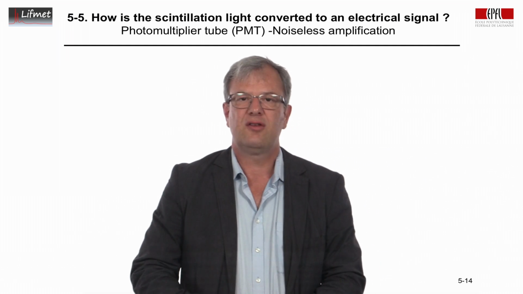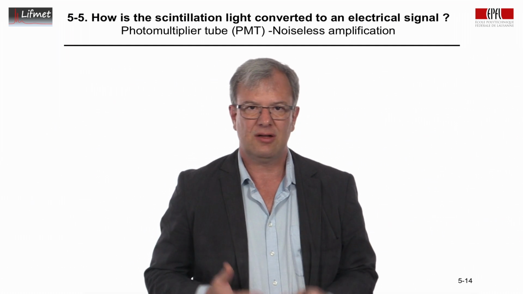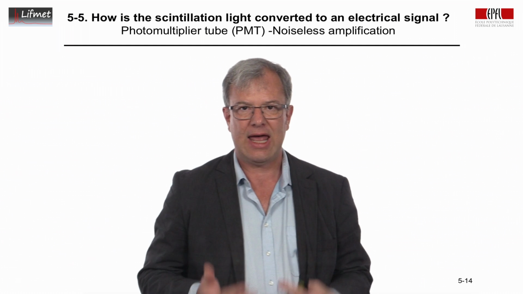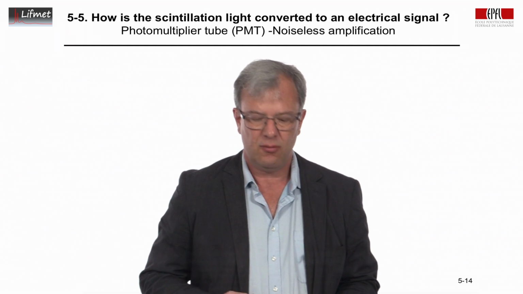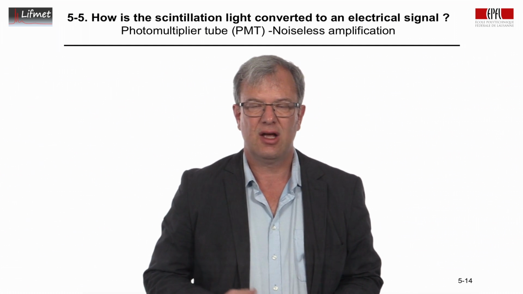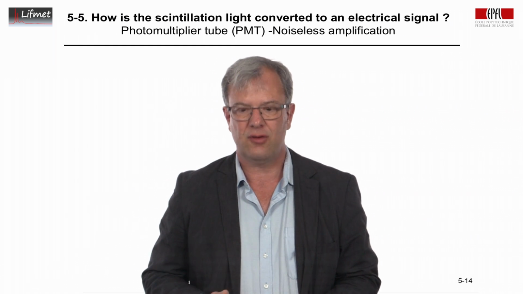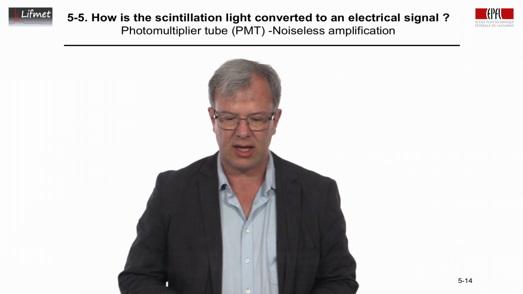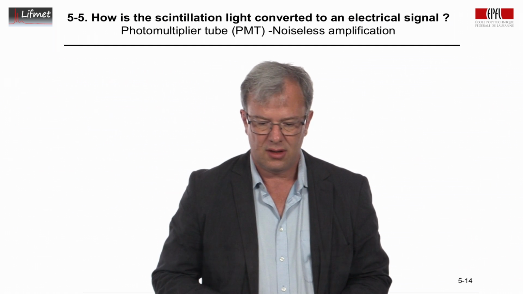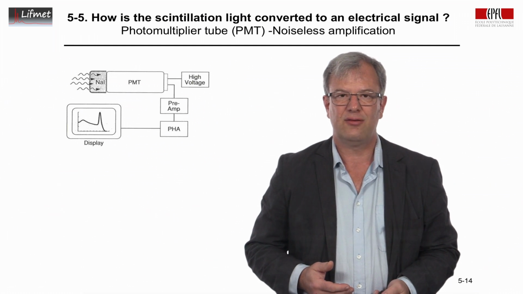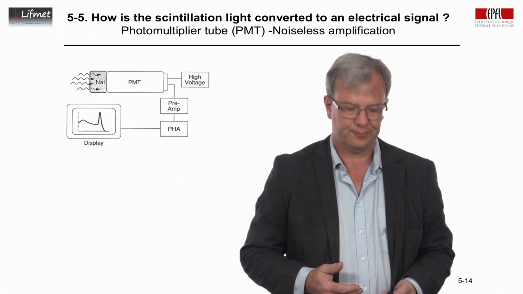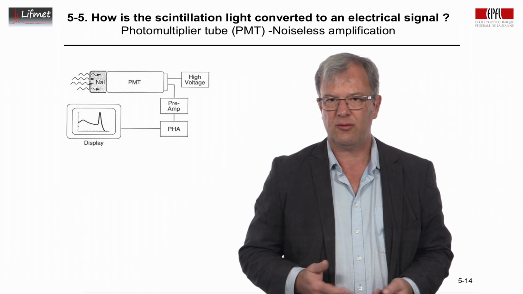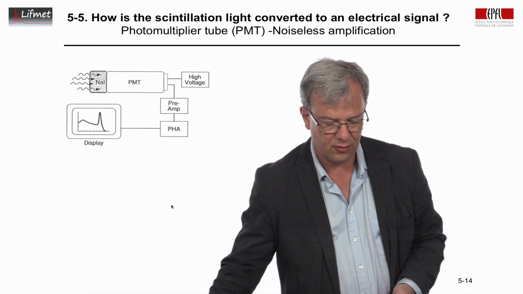So now in the process of generating a measurable signal that we can deal with in the camera or the computer, we have to get that visible light measured. And the question here is, how do we convert a scintillation light to an electrical signal? The process that's being used is that of a photomultiplier tube. It's a bit different from what we use with our CCD cameras in our cell phones.